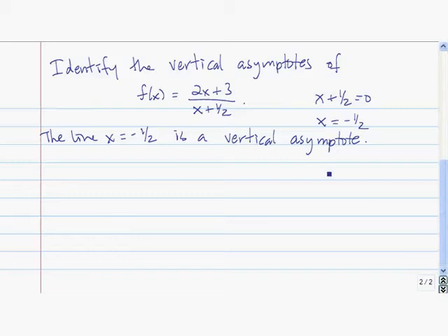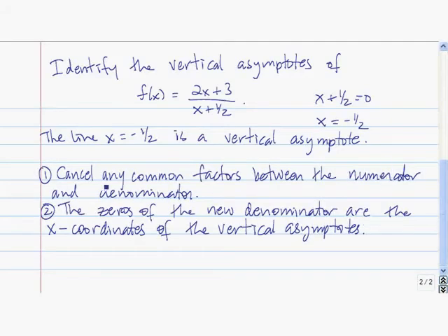Okay, let's recap the process of finding a vertical asymptote. First we need to cancel any common factors between the numerator and the denominator. Then we find the zeros of the new denominator, and those are the x-coordinates of the vertical asymptotes. Okay, try this one. Press pause while you work on it.